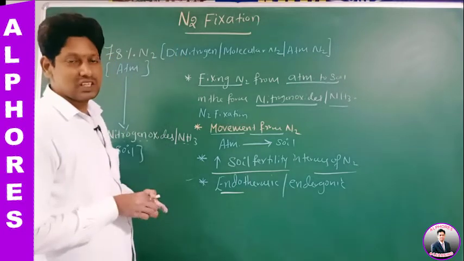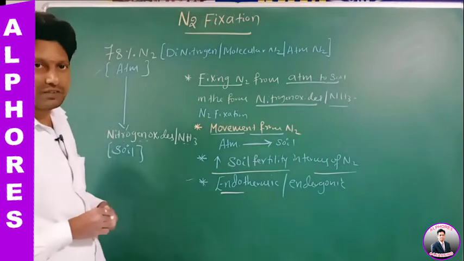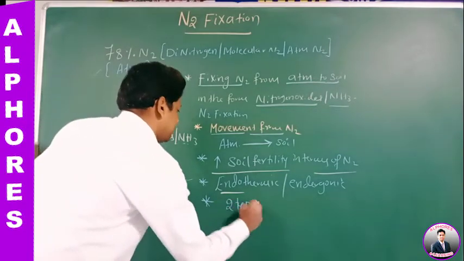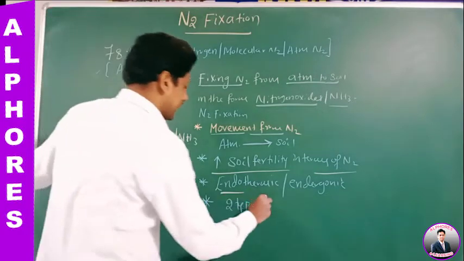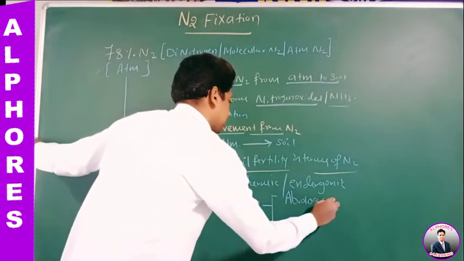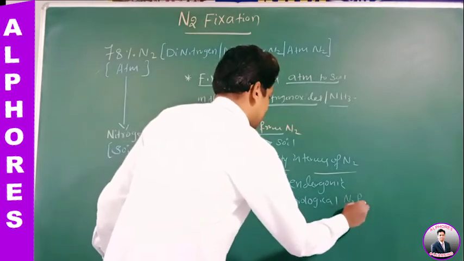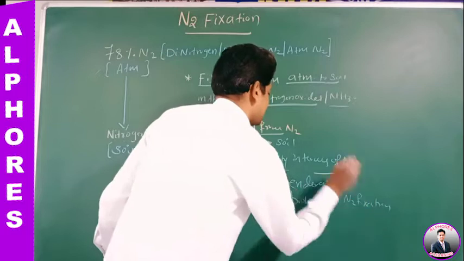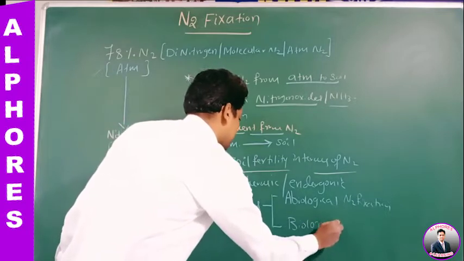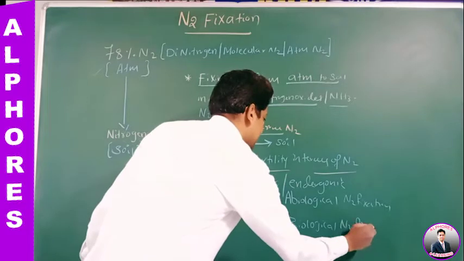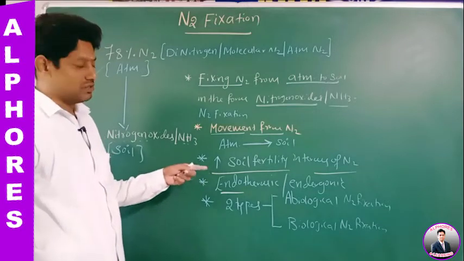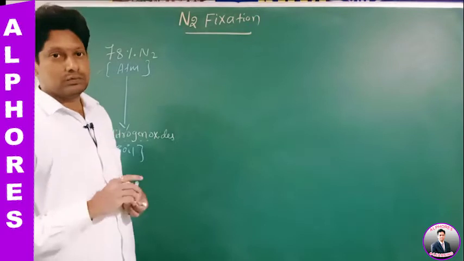Nitrogen fixation is of two types. The first one is abiological nitrogen fixation, and the second one is biological nitrogen fixation. Therefore, two types: abiological and biological.